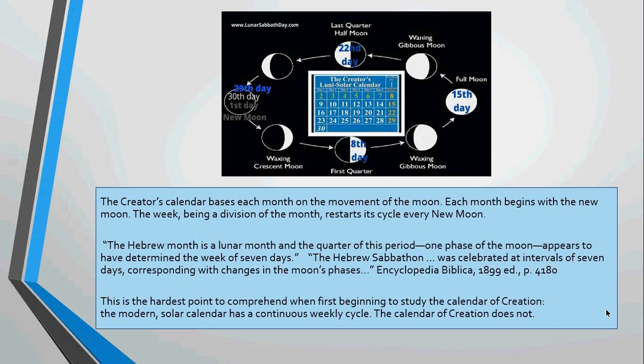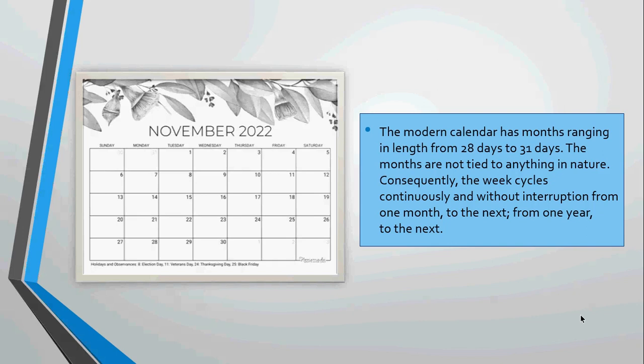So this is the hardest point to comprehend when first beginning to study the calendar of creation. The modern solar calendar, that's the Gregorian calendar, has a continuous weekly cycle. The calendar of creation does not. The modern calendar we have today has months ranging in length from 28 days to 31 days. The months are not tied to anything in nature. Consequently, the week cycles continuously and without interruption from one month to the next and from one year to the next.